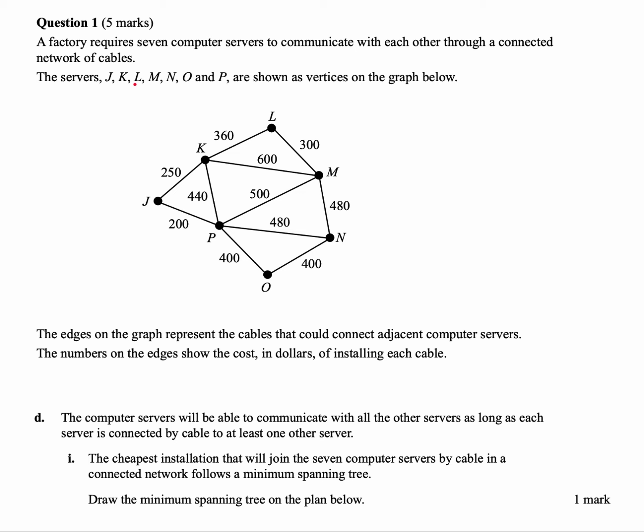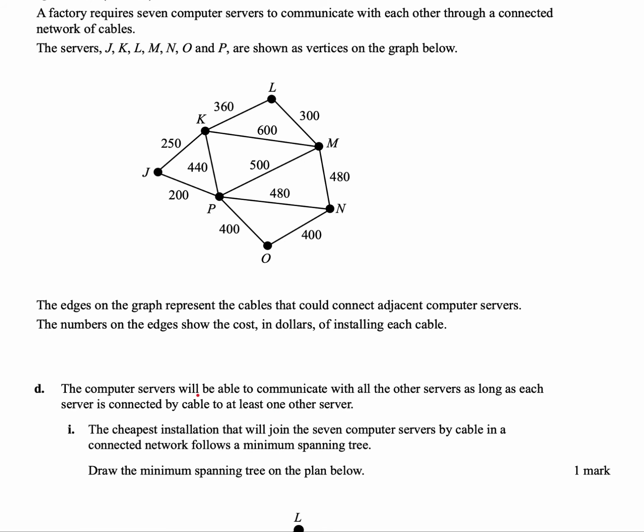The servers J, K, L, M, N, O, P are shown as vertices on the graph below. So we've got a picture there. The edges on the graph represent the cables that could connect adjacent computer servers, and the numbers on the edges show the cost in dollars of installing each cable. So for example, the cable from O to N would be $400. The computer servers will be able to communicate with all the other servers as long as each server is connected by cable to at least one other server.